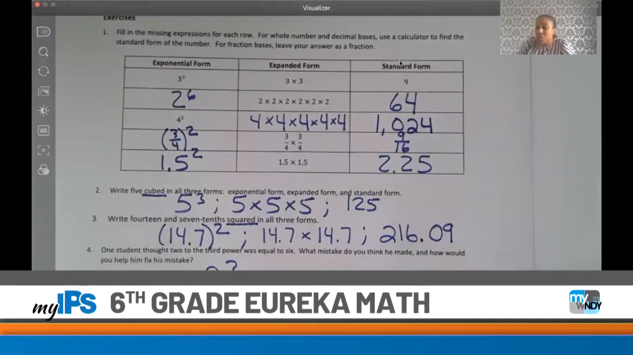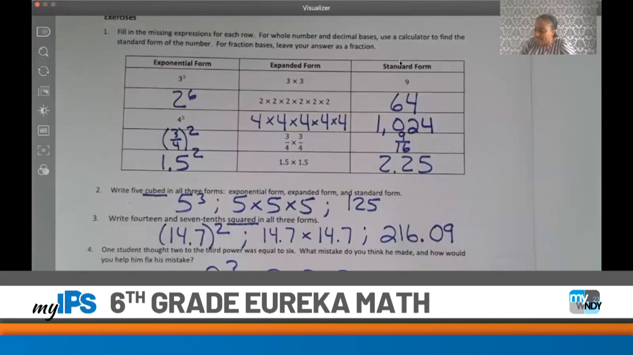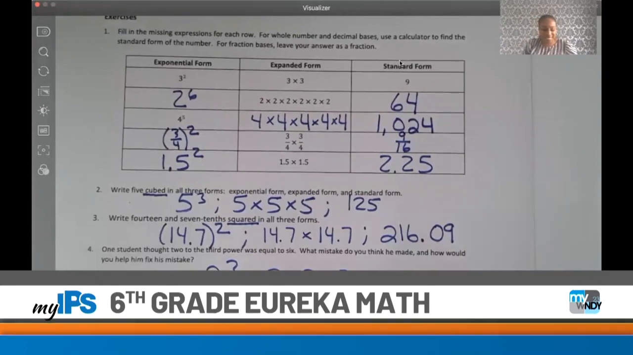So 2 to the 3rd power actually means 2 times 2 times 2. 2 times 2 is 4, and 4 times 2 is 8. We use multiplication as a quicker way to do repeated addition if the addends are the same. We use exponents as a quicker way to multiply if the factors are the same.